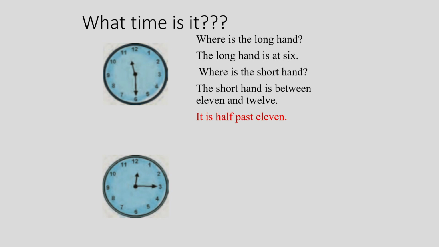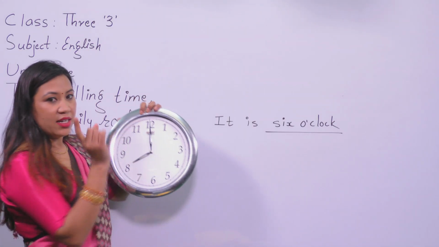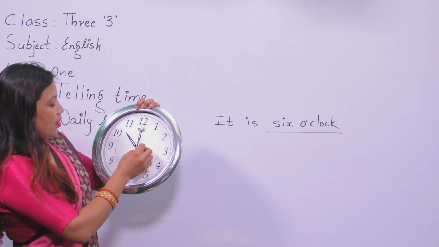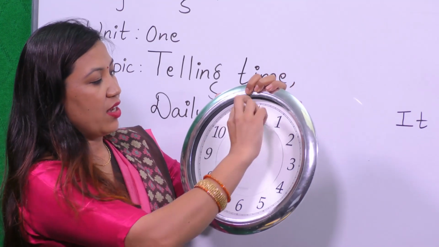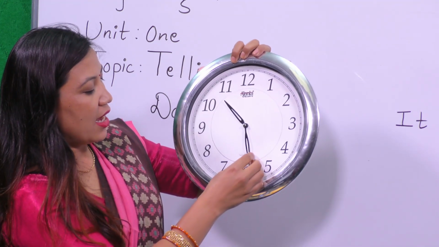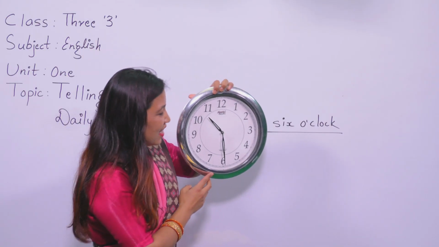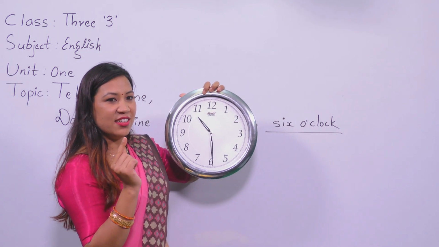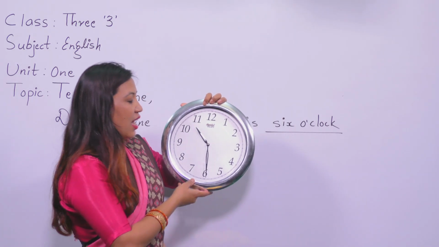Okay, if that is 11:30, look once here. If the short hand, that is our hour hand, is in between 10 and 11 and the long hand is pointing at 6, what time is it? Can you tell me? Yes, it is 10:30. Very good.